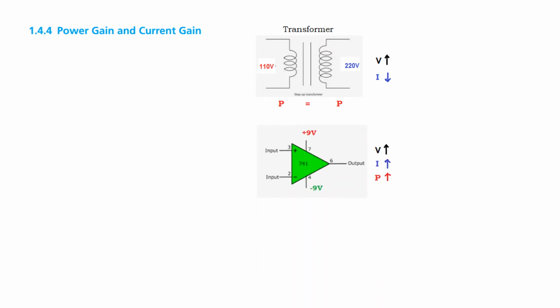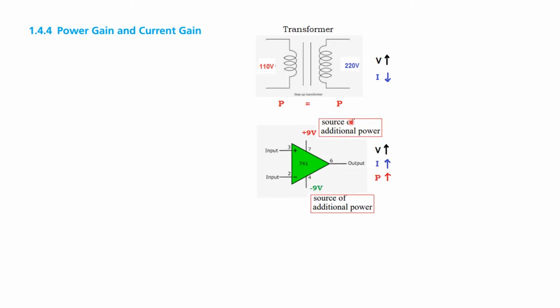But in the case of an amplifier, we can get increased voltage, increased current, and increased power. And this all happens because the amplifier is connected to an external battery. Here there is no battery. Here the battery is providing power to the circuit, and so we get everything amplified. So that is the main difference.